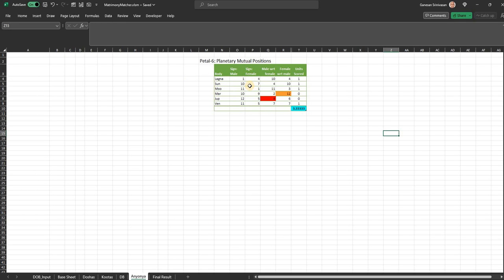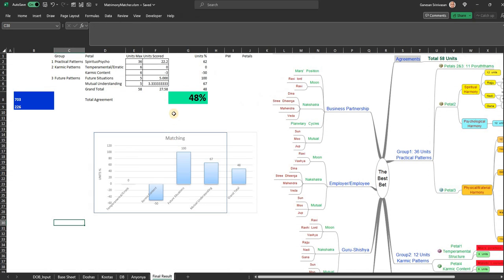So Anyonya is where the mutual positions of the planets, with the Lagna of the boy with respect to the girl, and the Lagna of the girl with respect to the boy, decide whether they score a mark or not. In fact, the best bet does not take into account the Lagna. I thought that's very important, so I adjusted that also. And the other planets, of course; Saturn is not part of this Anyonya here. So this carries a mark of 5, out of which it scores 3 in this case. And the final results are populated here as a graph between the male and the female for the various practical patterns, karmic patterns, future patterns, and they score 48.